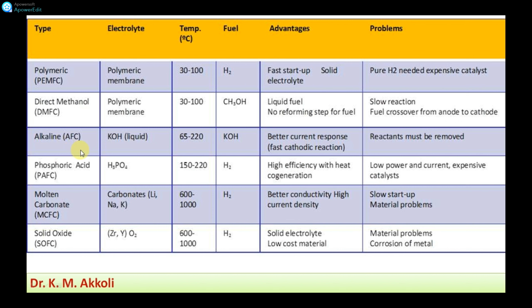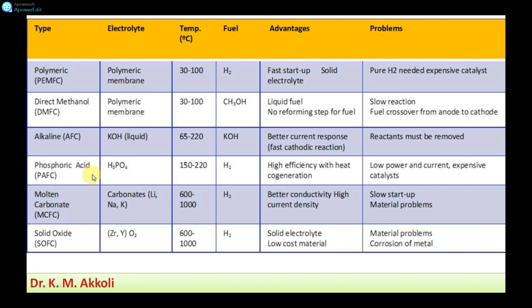Then the next one is the alkaline fuel cell, where liquid KOH is used as the electrolyte, and the temperature is 65 to 220 degrees Celsius. It has the advantage of better current response and a fast cathodic reaction, so the reaction will be faster. One of the problems associated with it is that the reactants must be removed.